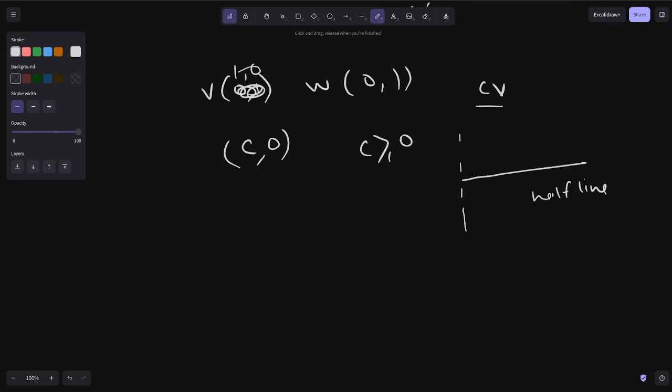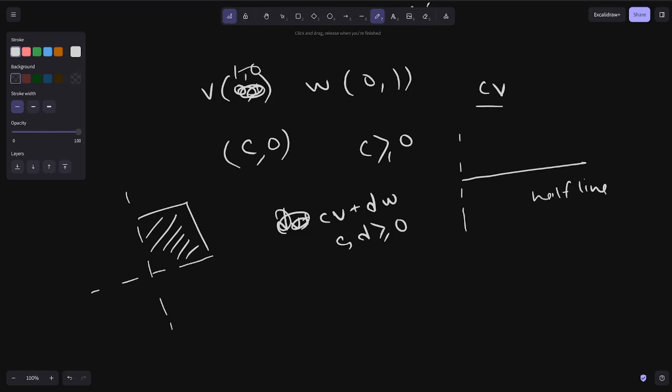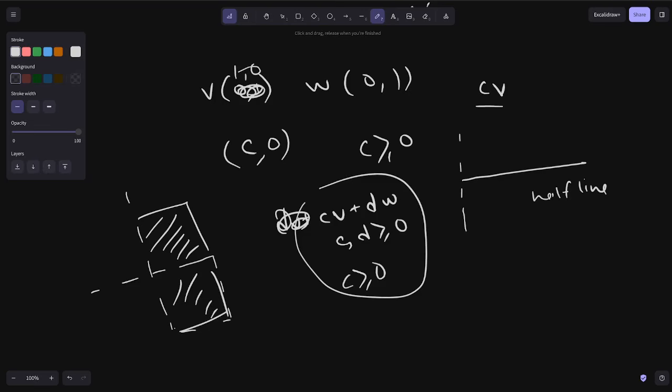Again, if I do CV plus DW, and I give C and D greater than or equal to 0, what will that give? That will give a quarter plane. Why? Only this quadrant will be filled. If only one is given, let's say C greater than 0, then maybe this will be filled, so this will be half a plane. So you have to be careful when these kinds of sums are given. If both conditions are true, then it is a quadrant.